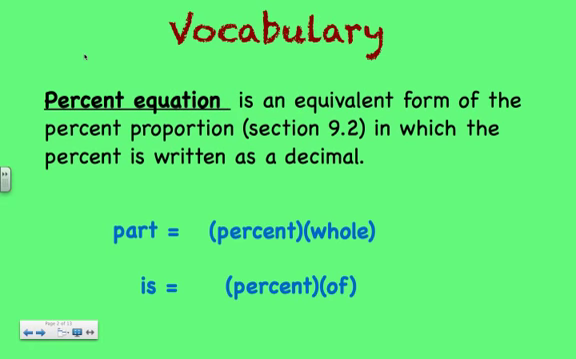First, some vocab. The only one in this section is the percent equation. As I mentioned, it's an equivalent form of the percent proportion, and the difference is the percent is written as a decimal. The equation is part equals percent, written as a decimal, times the whole, also known as the base. Another way to write it, using the is over the of, where the is is the part and the of is the whole: is equals percent times of.